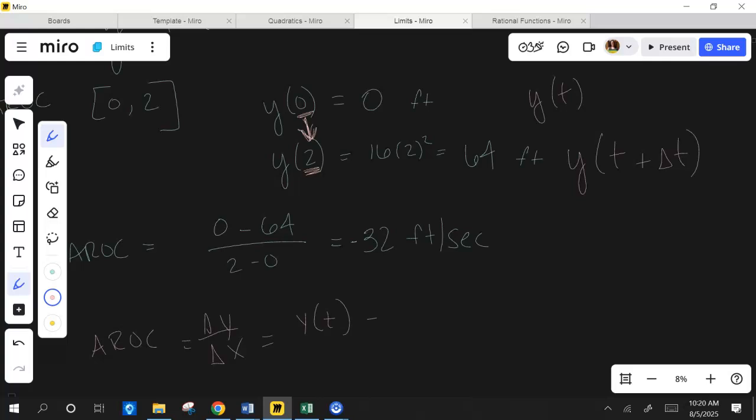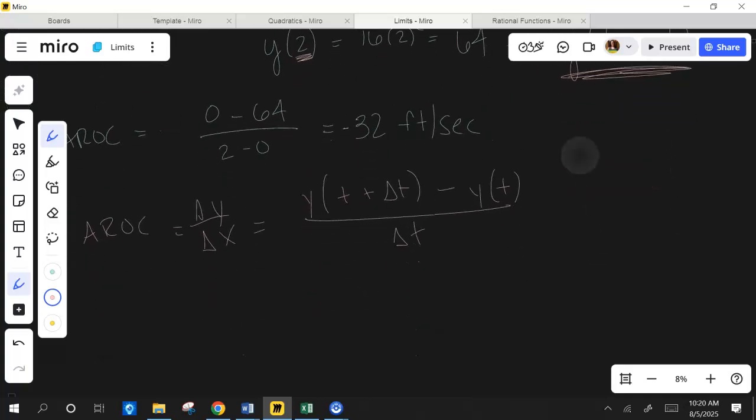So instead of writing this equation as change in y over change in x, I could write this equation as y of, this would be my y2, right? y of t plus change in t minus y of t over the change in the time. That's if I subtracted the x's there. It looks funky. I know it looks funky.